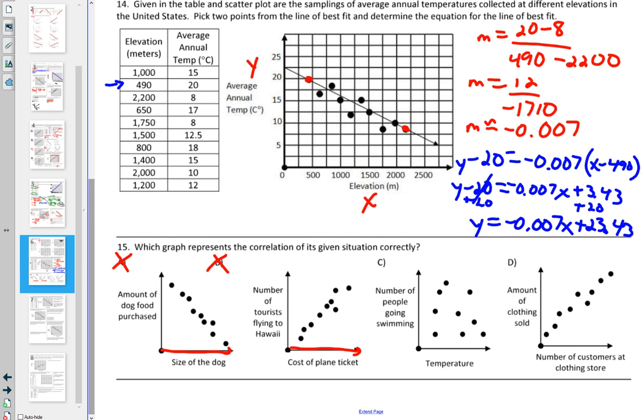Yeah, so B doesn't make sense. Now this one's all over the place, scattered, but the bigger the temperature, the more people go swimming. You would think that should be a positive linear one, because unless you like taking a dip in an ice bath, that should be more linear. And then the number of customers at a clothing store and the amount of clothing sold. Yeah, that one probably would make the most sense. The more customers you have, you would expect to sell more things. So I would say B.